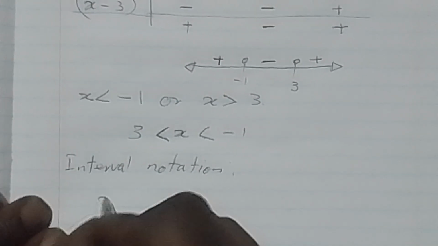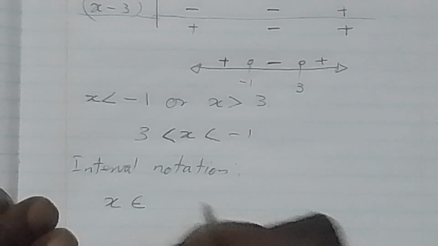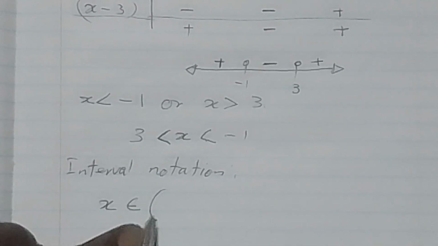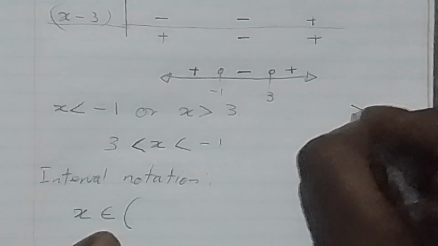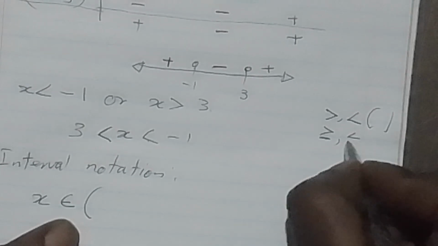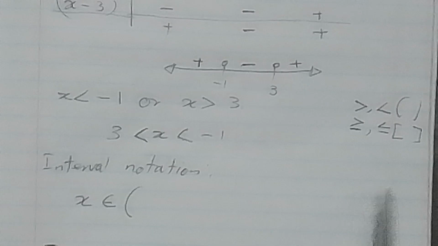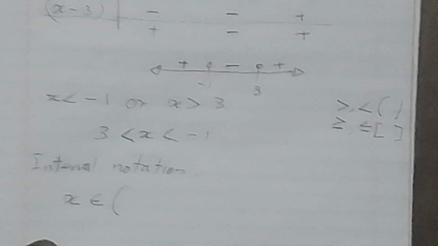Under interval notation, you put the element of x's. You put a round bracket because of this sign, less than or greater than, the brackets are round. Greater or equals, less or equals, the brackets are square. You see, you must not confuse these two. So for this one we are going to use a round bracket.